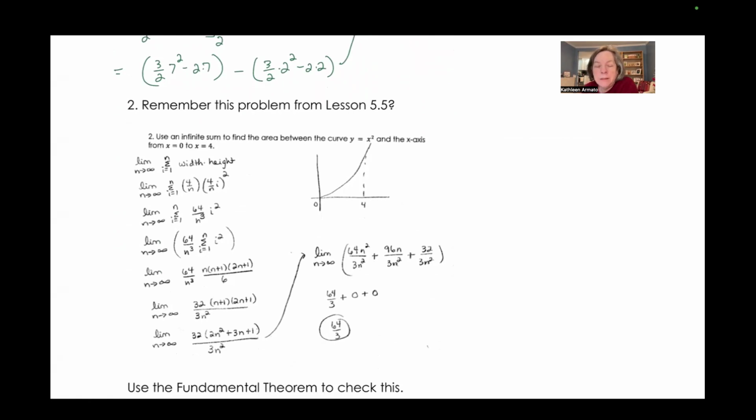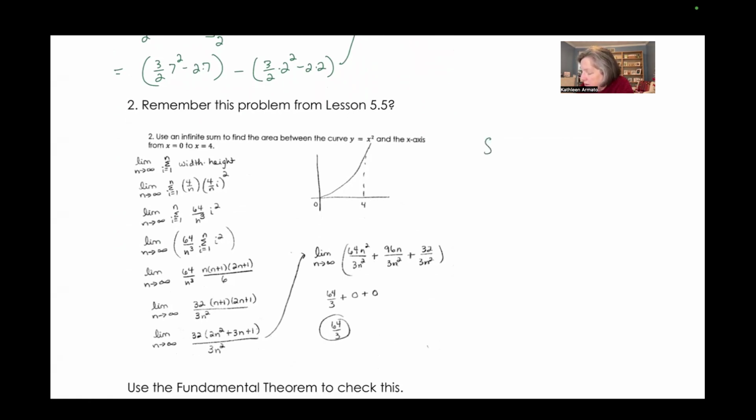Just to point out, the long way to do this was to do that limit as n goes to infinity of the sum of i from 1 to n. We did this to find the area between the curve of y equals x squared and the x-axis from x equals 0 to x equals 4. This is a problem from lesson 5.5.